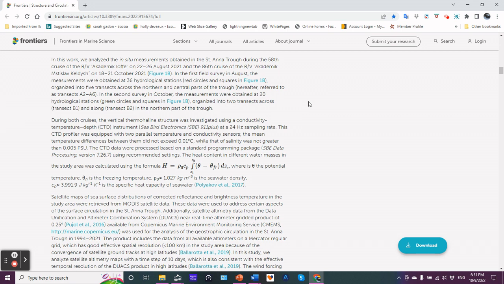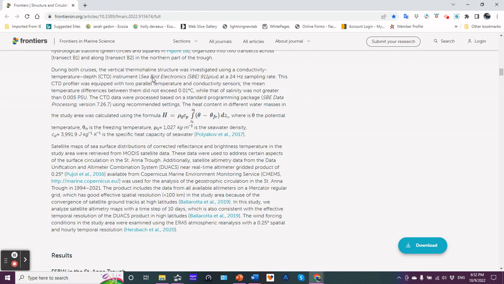In this work, we analyzed the in-situ measurements, right? We talked about the transects and so on. During both cruises, the vertical thermohaline structure was investigated using a conductivity temperature depth instrument, CTD. We could not do physical oceanography without CTDs. We also use flow meters and stuff like that. Flow meters are usually easier to do at the surface, and of course we've got ROVs and that kind of stuff there. But really, the main instrument are the CTDs.